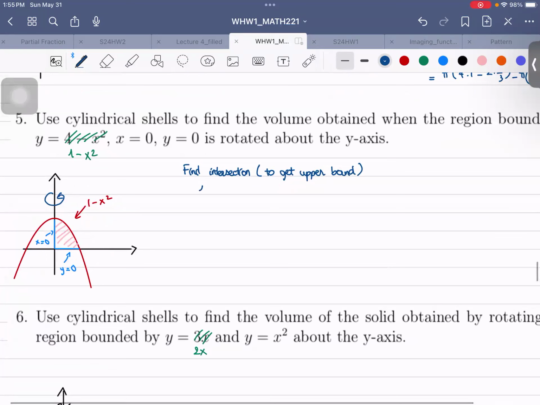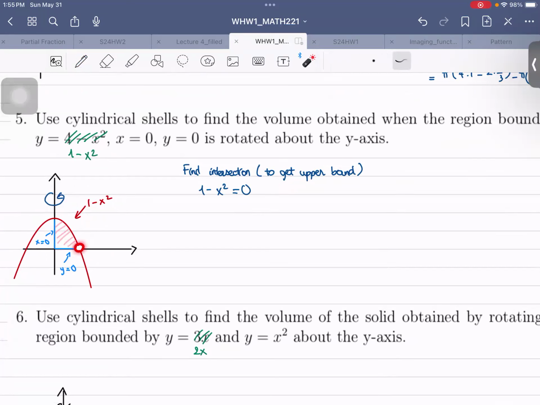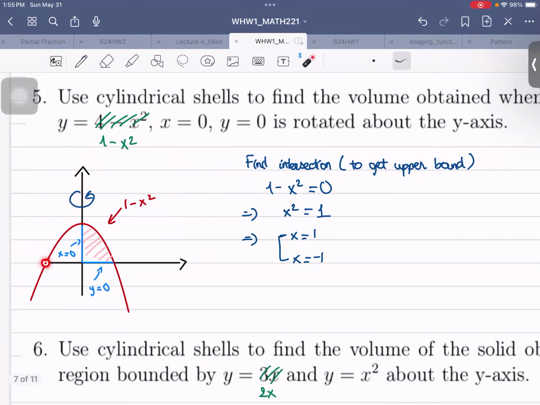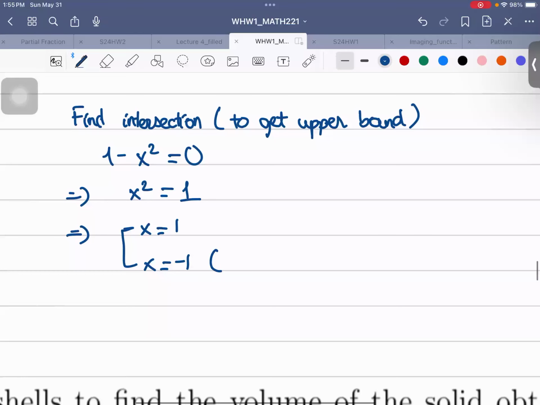You simply let 1 minus x squared equal to 0, because this is the intersection between 1 minus x squared and 0. So you have x squared equal to 1. That means x equal to 1 or x equal to negative 1. Negative 1 is this point, and it is not contained inside the region, so we don't really care about this one. We just take 1 as the upper bound.